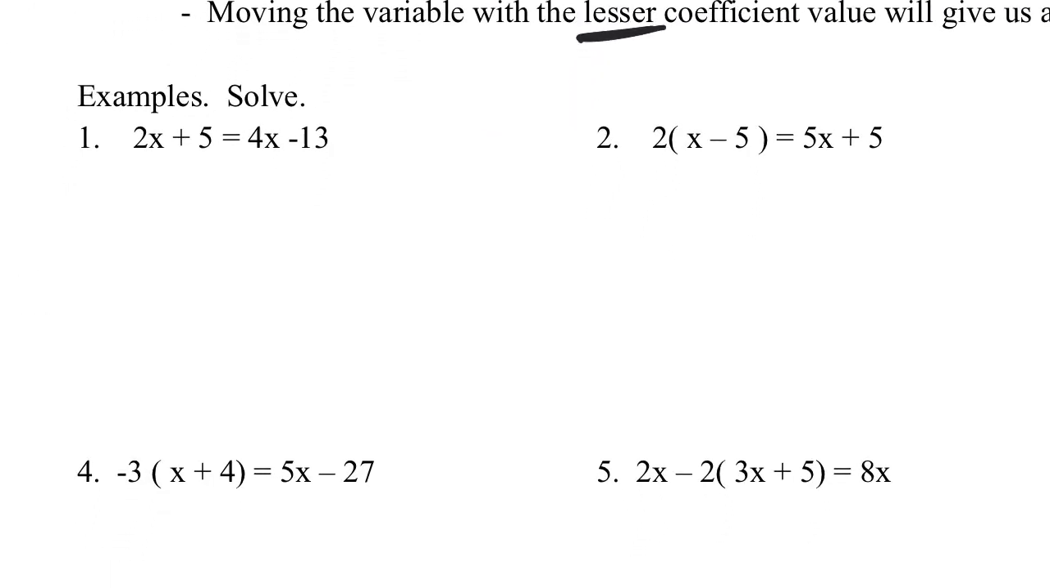So we have 2x plus 5 equals 4x minus 13. So my goal is to get all of the terms with x on one side and all of the terms without x on the other side. So I'm going to start by moving my constants. I'm going to choose to move this 5. Really doesn't matter which one. I'm going to subtract 5 from both sides. So that's going to add to 0 over there. All right, and we have 2x equals 4x minus 18 now.